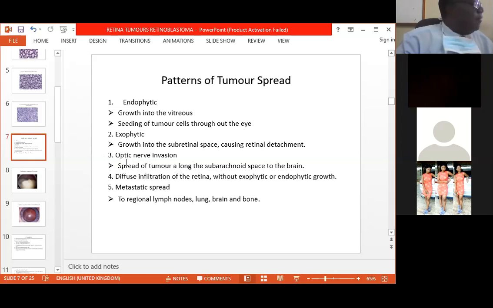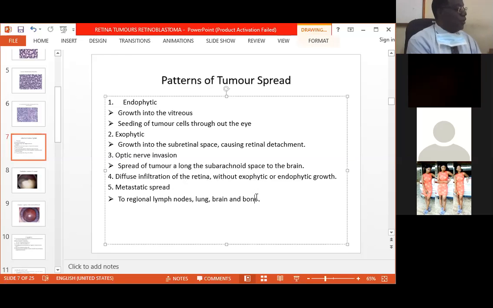So you can have tumor cells coming out, even invading the optic nerve. Spread of tumor along the subarachnoid space to the brain, or you have diffuse infiltration of the retina without exophytic or endophytic growth. Because the tumor is coming from the retinal cells, instead of coming along with the optic nerve, the tumor cells go into the retina. It diffuses into the retina, and we know that the retina is inside there.